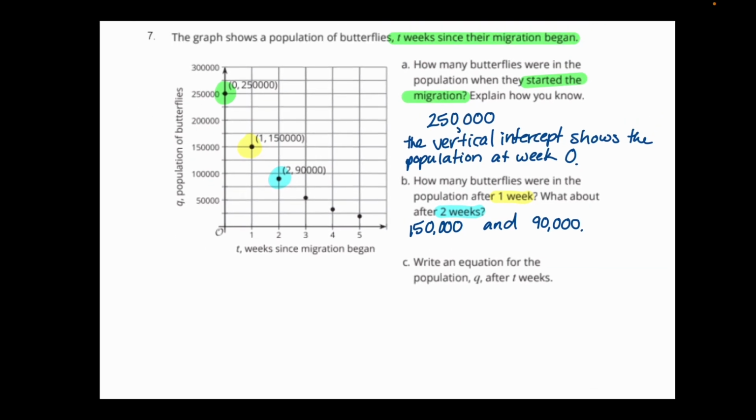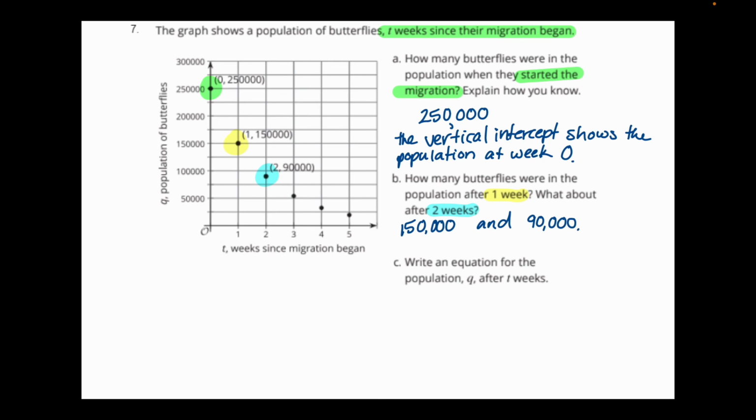So they want us now to write an equation for the population after T number of weeks. Well, we have our initial value, but we actually need to find what our growth factor is. And because I can see that this is decreasing, I know my growth factor should be smaller than 1. So if I do my division and I get a number larger than 1, that's a sign that I might have done it in the wrong order. So I'm going to start with Q equals 250,000. I'm going to leave a space for my growth factor and put t.